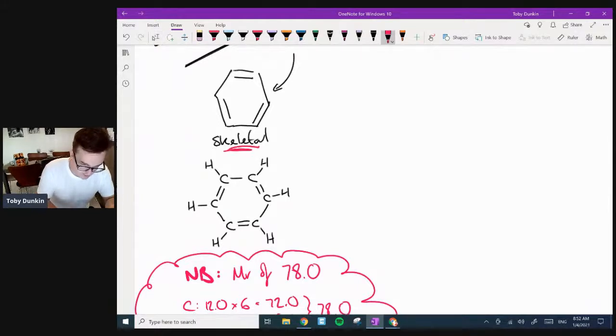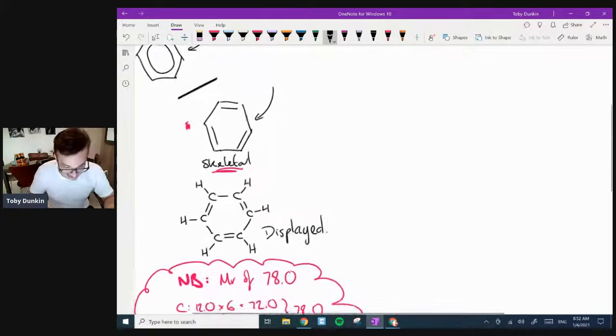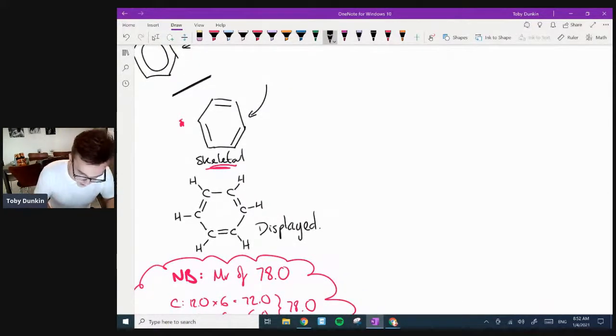Okay, so now we've gone from a skeletal diagram up here. This one here is your skeletal, and this one down here is your displayed. So this is our displayed formula here. Right, so now everybody's hopefully having a go at naming this. So number 1, it is a cyclo. We know that this is in a ring. The next thing is it's a hex.